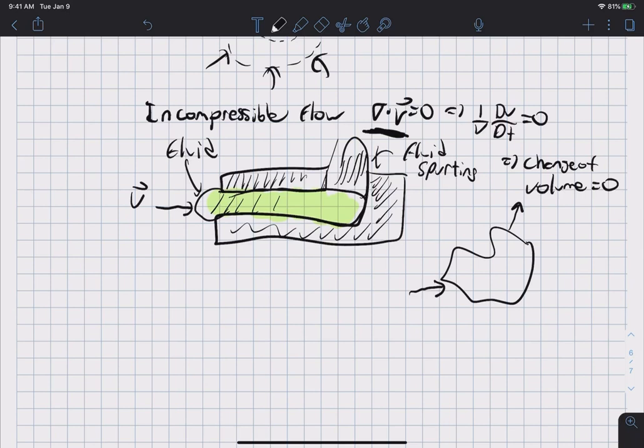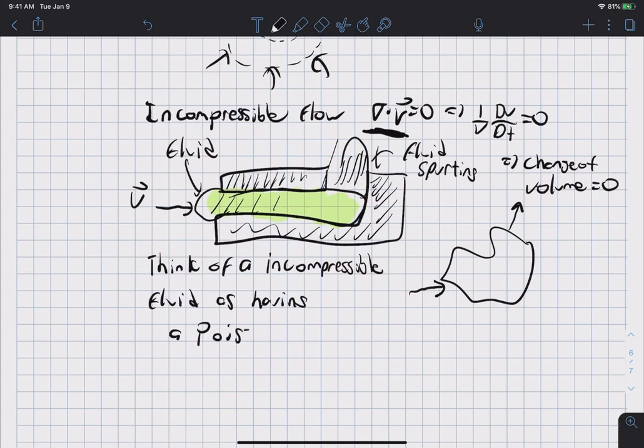can, in a theoretical sense, think of an incompressible fluid as having a Poisson's ratio of 0.5. Okay, now again, I'm not saying you could use solid mechanics principles on a fluid, but you can think of how they behave.